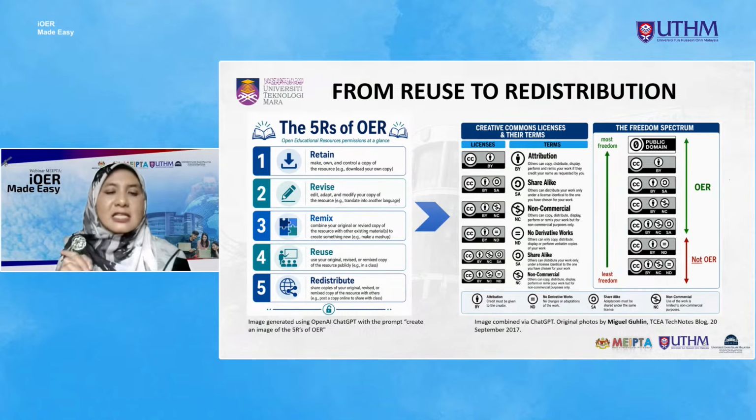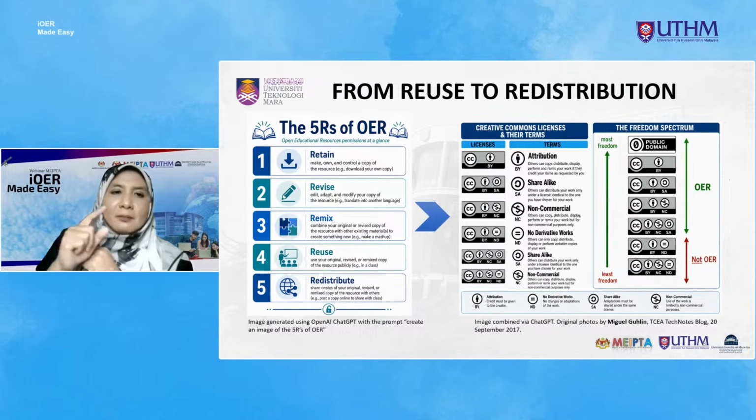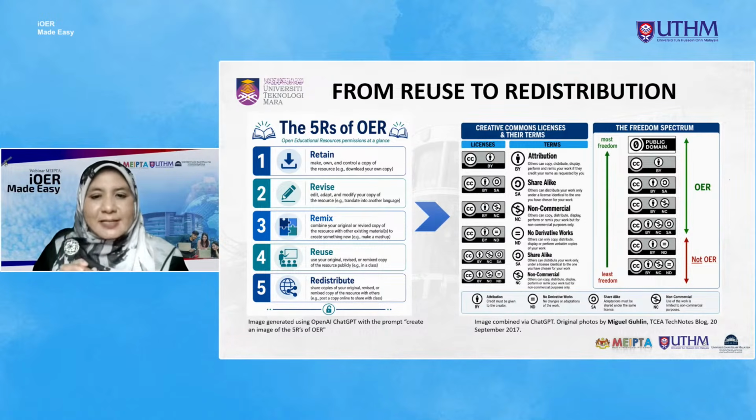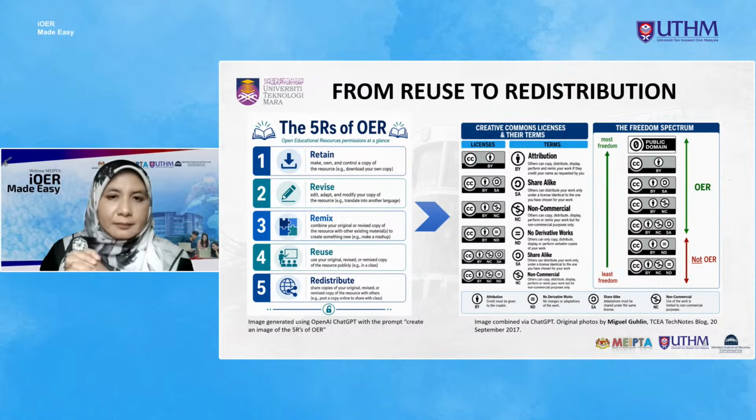And then the last R is redistribute. We also allow them to share copies of the original, or the revised copy, or the remixed copy of the resource with others. Meaning we just upload the materials and it's all up to you how you want to use them, what you want to do with the materials. So that is the 5 R's of the OER. Make sure you tick all the R's, then you pass one criterion. So that is the openness.